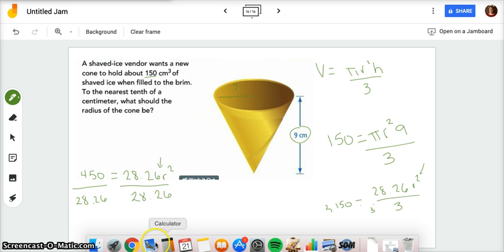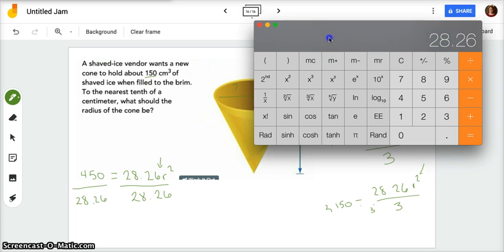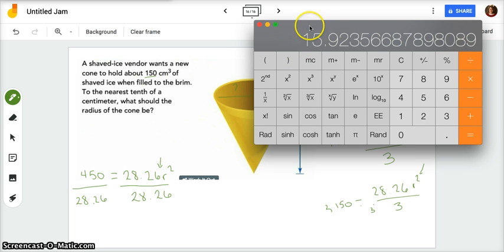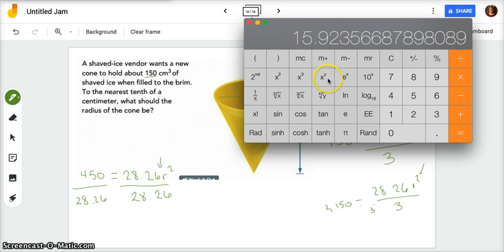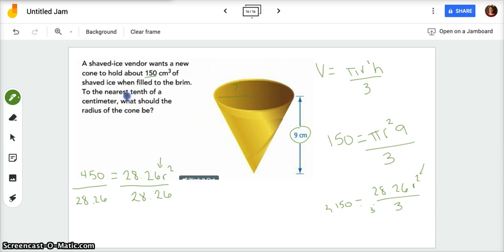And 450, let's see what that is. 450 divided by 28.26 is this number, 15.9. Let's go ahead and round that to 16 because it says to the nearest tenth. So we're going to say 16 is equal to the radius squared. And now the r is still not by itself because it is squared. So we need to take the square root of radius squared and the square root of 16. So we'll get 4 equals r. So our radius in this situation should be 4.